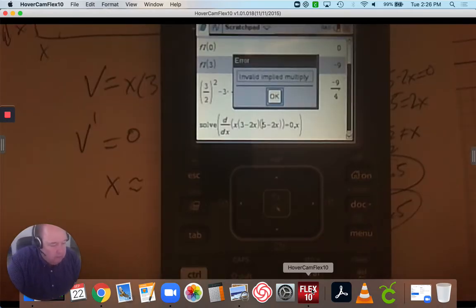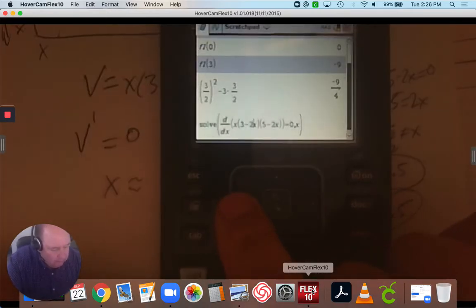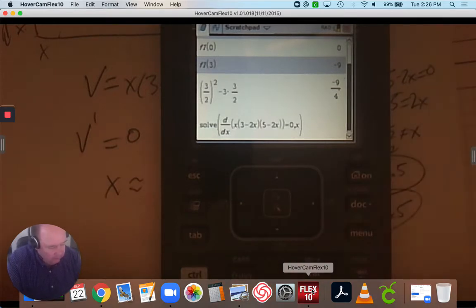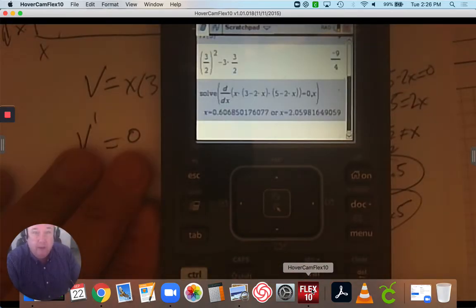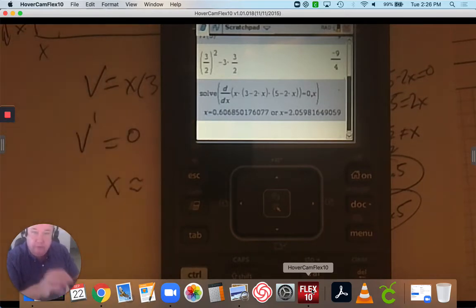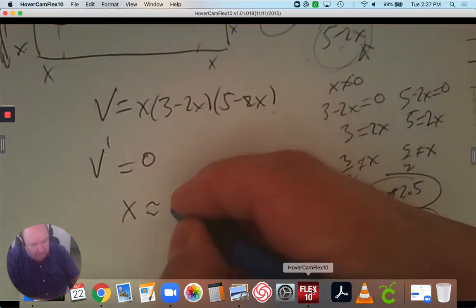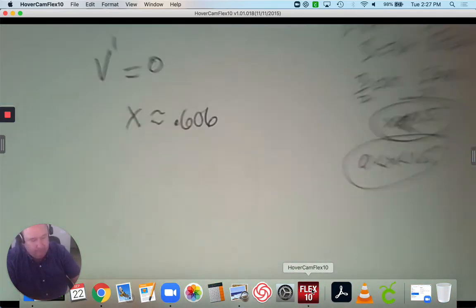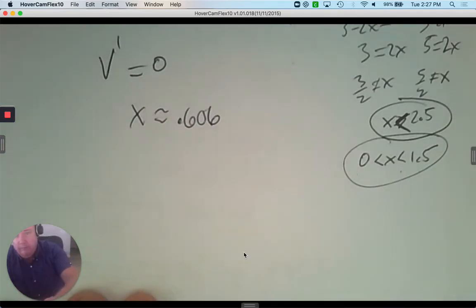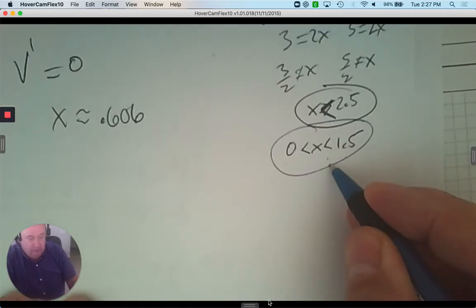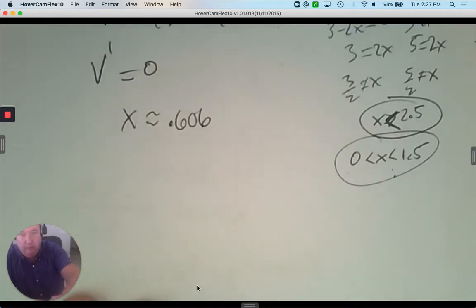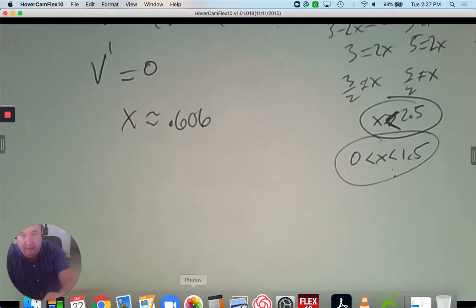So, oh, invalid, implied multiplying. So here, we got to make this times right here, I guess. There it is. So the x in the parentheses need a multiplying symbol there so it knows what to do. Notice we have two solutions, but only one solution that's between 0 and 1.5. So the only correct answer is 0.606, because the other one is beyond my restriction. So the other one you would cross out. 2 point whatever is too big, or else you'd have a negative dimension.